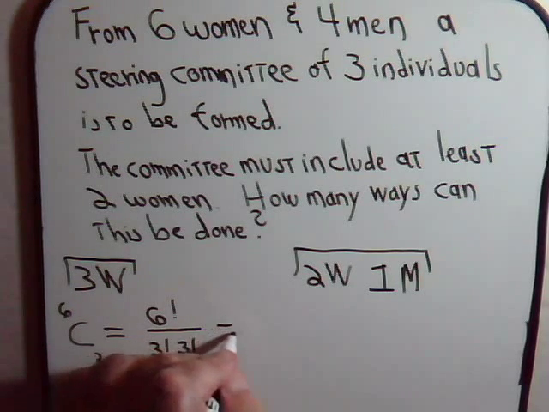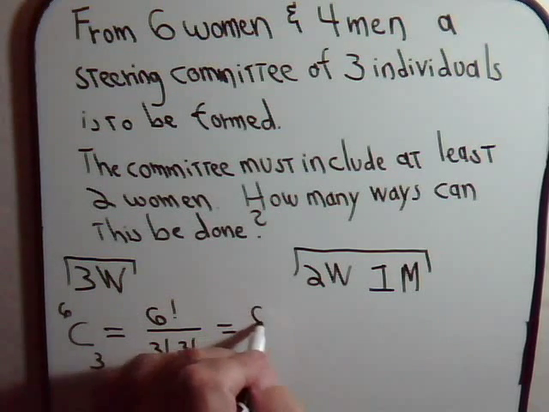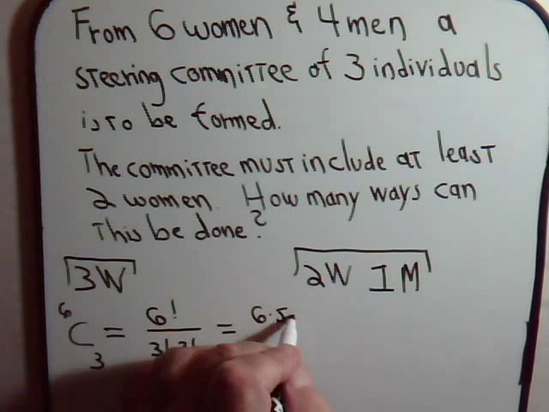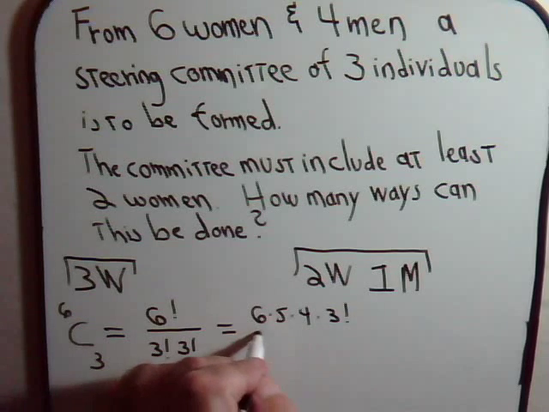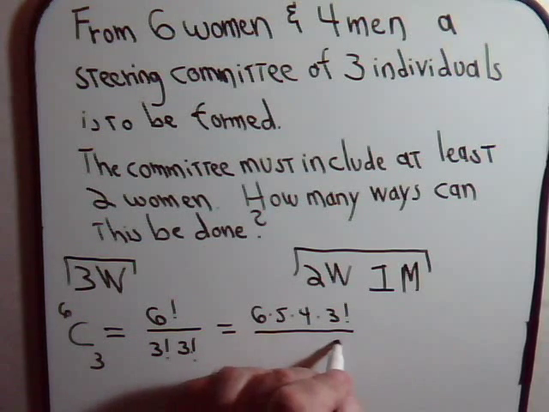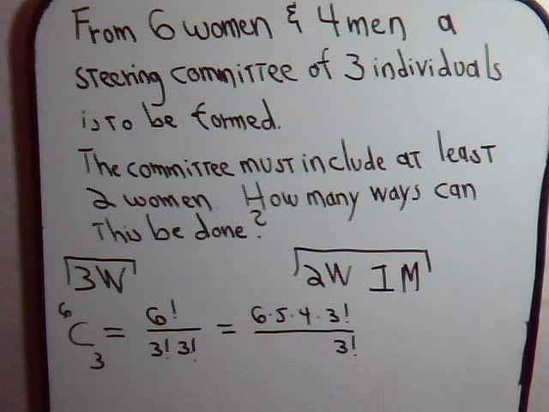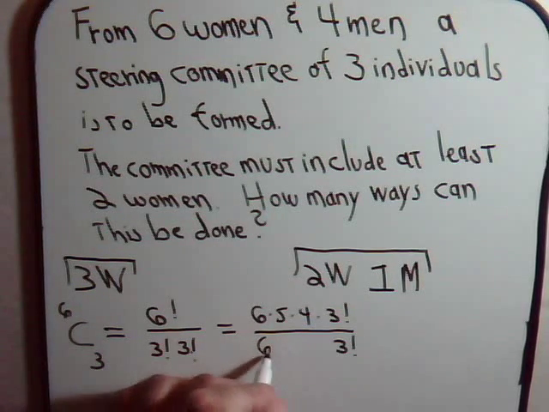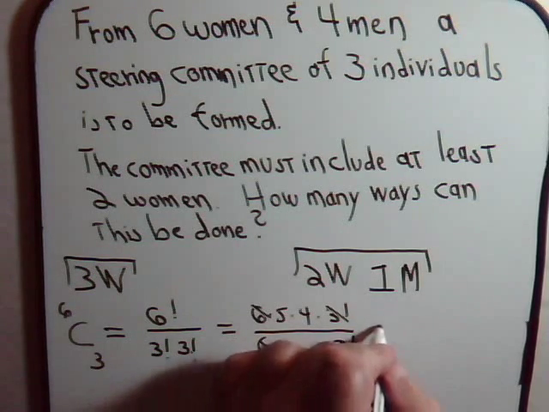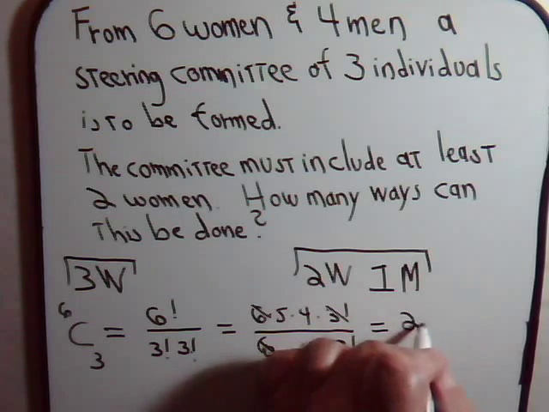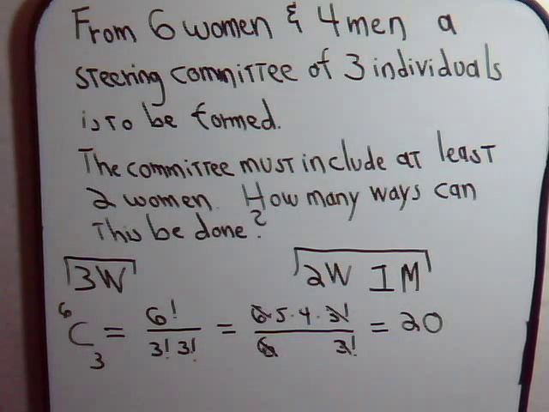And this equals 6 factorial, that equals 6 times 5 times 4 times 3 factorial divided by 3 factorial. And 3 factorial itself is 6. So we can write it like this. Cancels here and here. And that equals 20. So there's 20 ways to form a committee with 3 women on it.